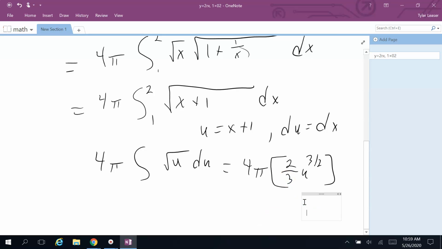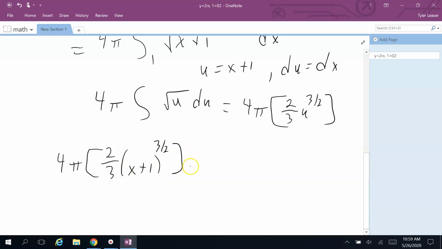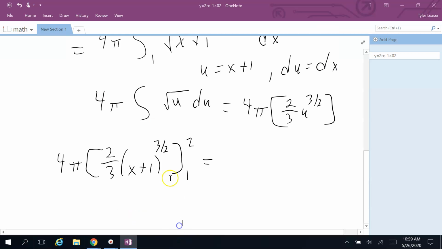Substituting back in my u, which was x plus 1, remember, we're going to have the 4 pi, we're going to have the 2/3, and now it's x plus 1 all to the 3/2. That we're evaluating, remember, between 1 and 2. This is usually where I would stop this and just move on, but the video is short enough already, so go ahead and finish it off.